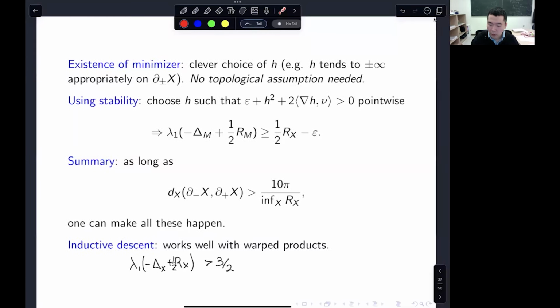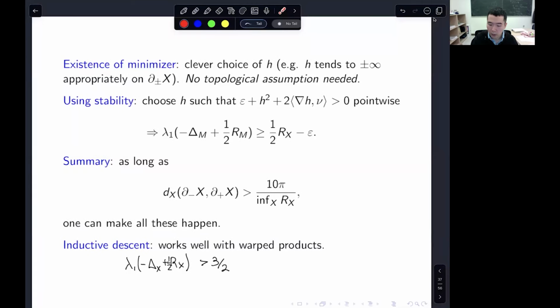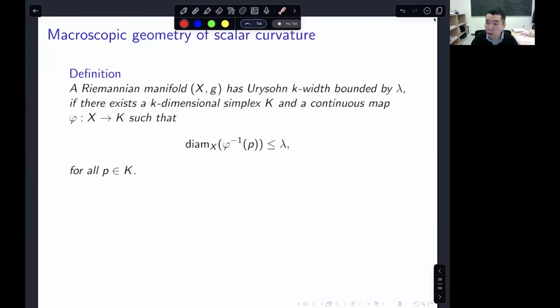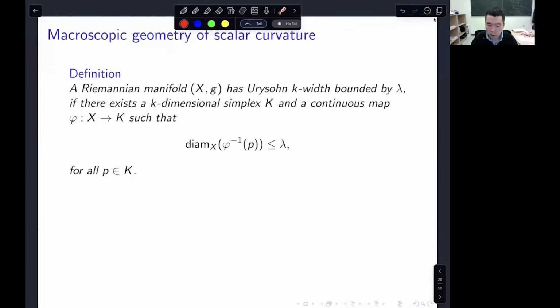All right, so then one can try to just use these mu bubbles in place of stable minimal hypersurfaces in the inductive descent argument. And that's proven very useful, and particularly, because of these distance conditions, it's well suited to study the microscopic geometry of scalar curvature. So that's where the mu bubble has become very powerful.